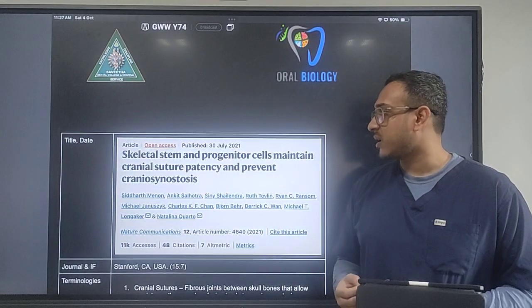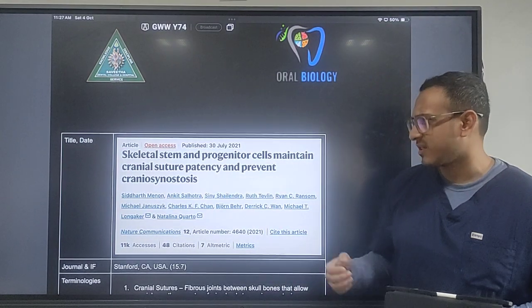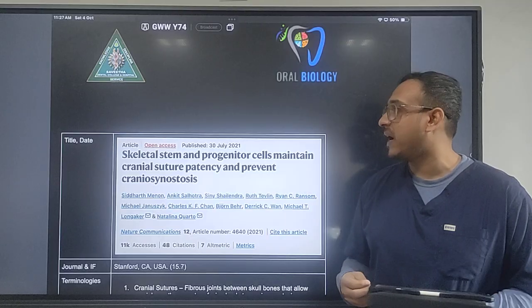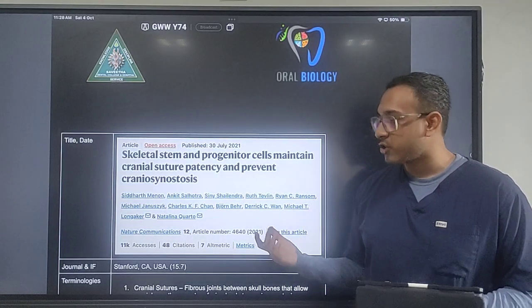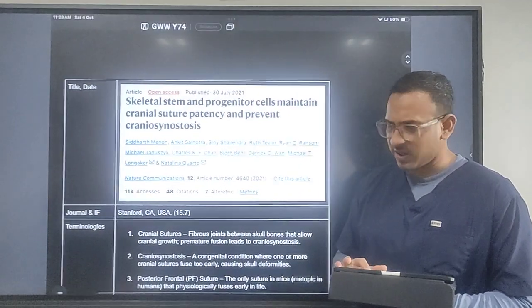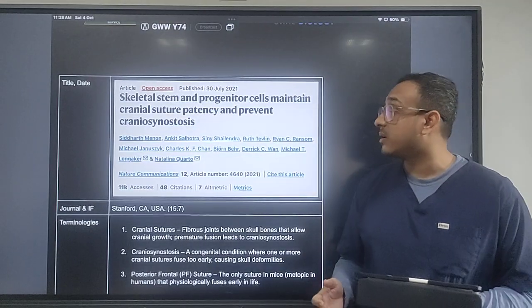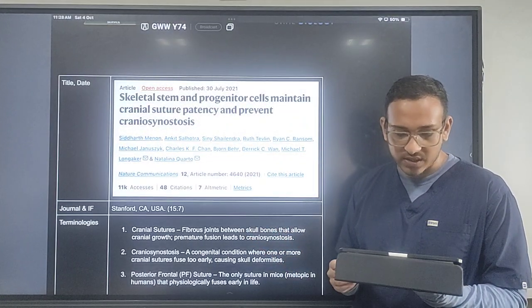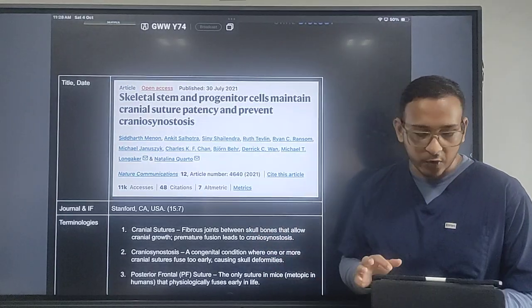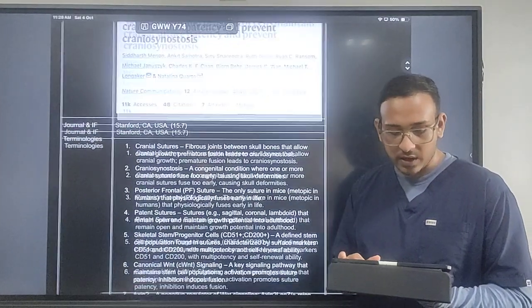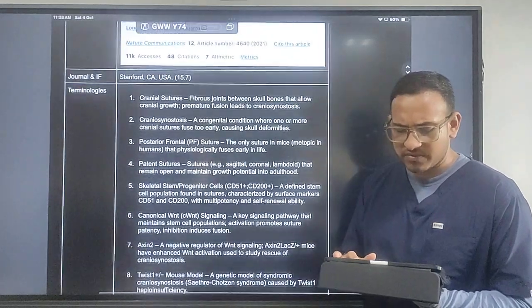So this article is on skeletal stem cells. Skeletal stem and progenitor cells maintain cranial suture patency and prevent craniosynostosis. This was published in Nature Communications, Impact Factor 15.7. The authors are from Stanford, USA, and the following terms you should know.